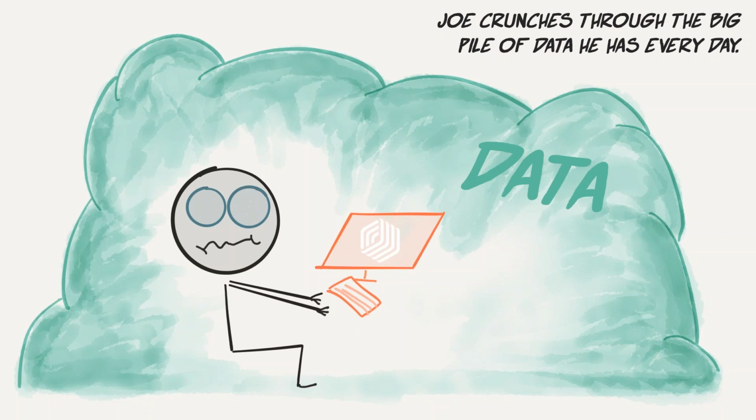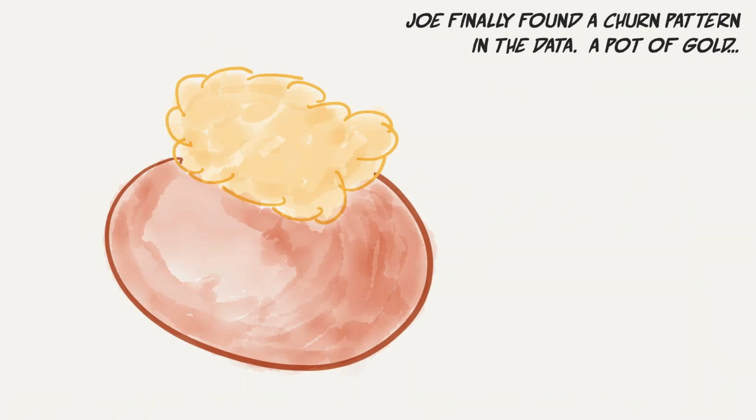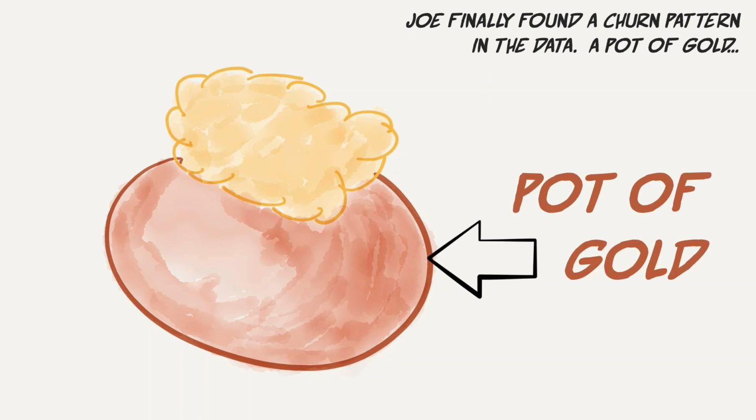Of course, not always he's finding good stuff, but hey, let's say 6 months later, Joe finally found a churn pattern in the data. Let's say you have some churn problem and you're looking for who are the people who are shifting over to a competitor, for example, or stopping a contract. So you found some pattern you believe you can actually exploit. Well, in Joe's world, this is really a pot of gold. So that's not a potato, it's a pot of gold. I just want to make sure that people do not think my drawing skills are that bad.